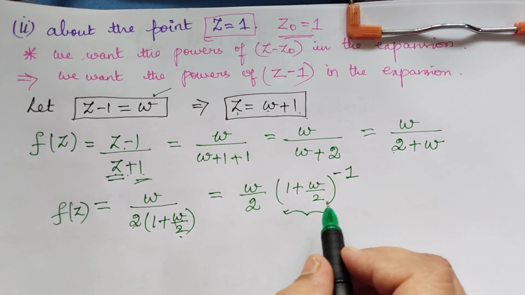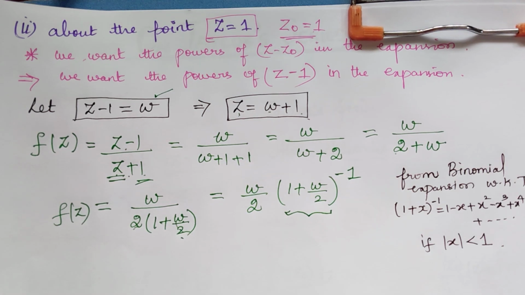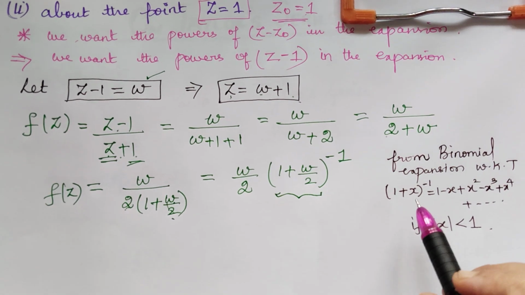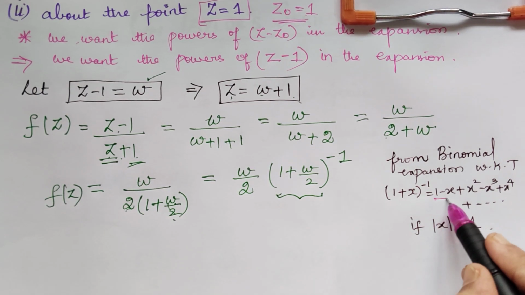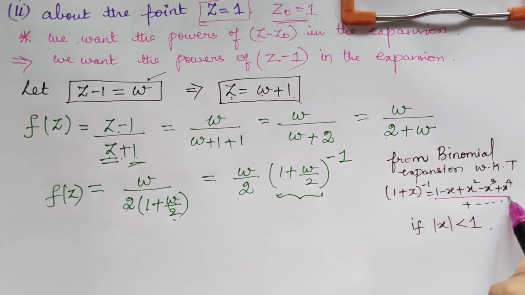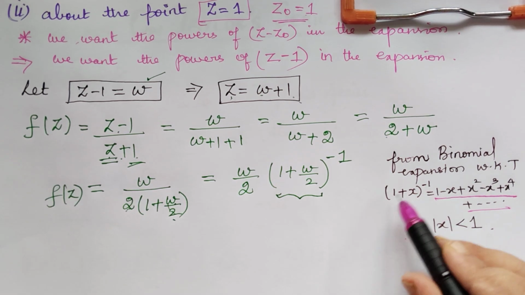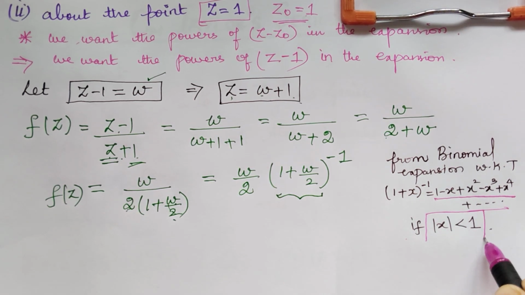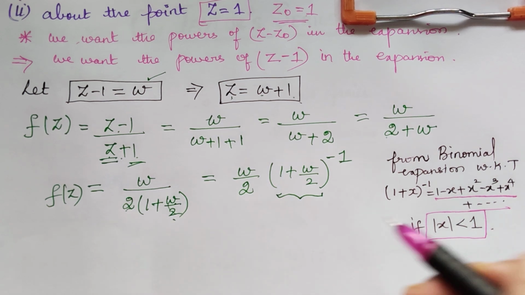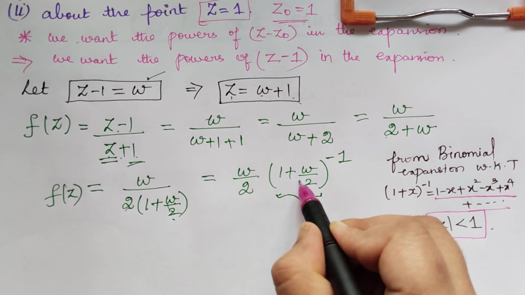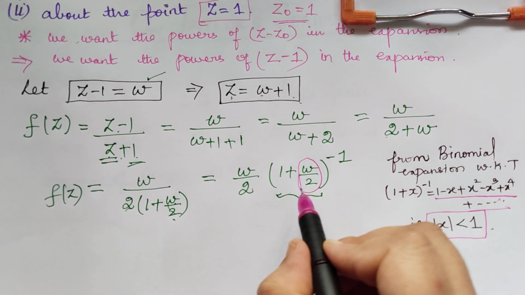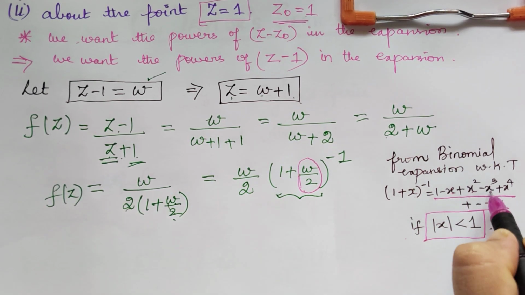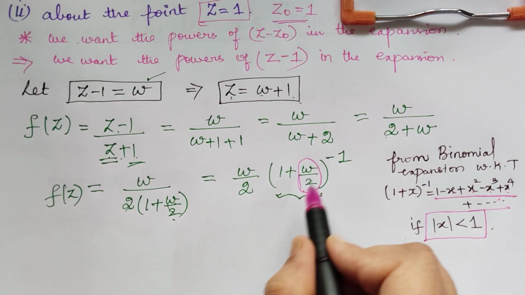Now from the binomial expansion, what do we know? We know that 1 plus x the whole raised to the power minus 1 is equal to 1 minus x plus x square minus x cube plus x power 4 plus etc. It keeps on going like that. And this is valid if modulus of x is lesser than 1. Now here in the place of x we have this w by 2. So we can apply this expansion over here. Wherever we have x, we shall write w by 2.